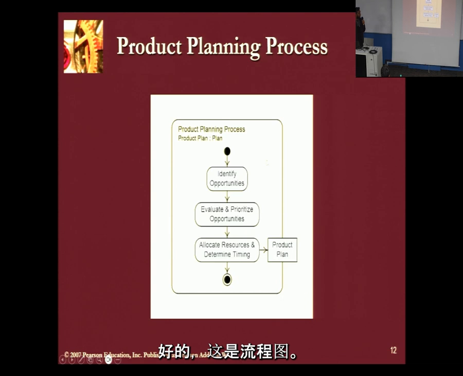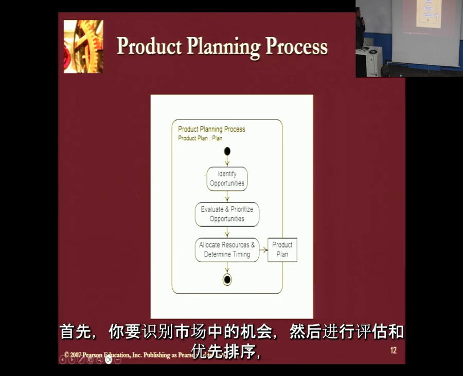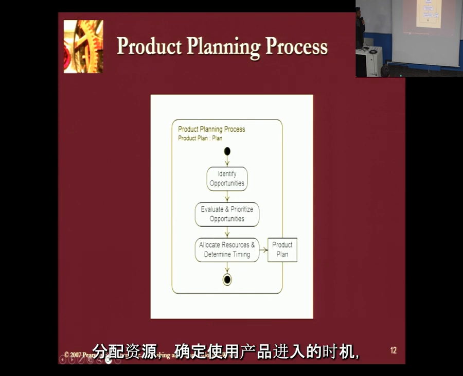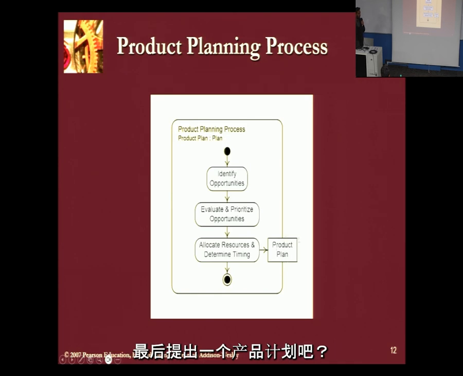Okay, so this is the flow chart. First, you identify the opportunities within the market, and evaluate and prioritize, and also allocate resources and determine the timing to enter using your product, and finally bring up a product plan, right?